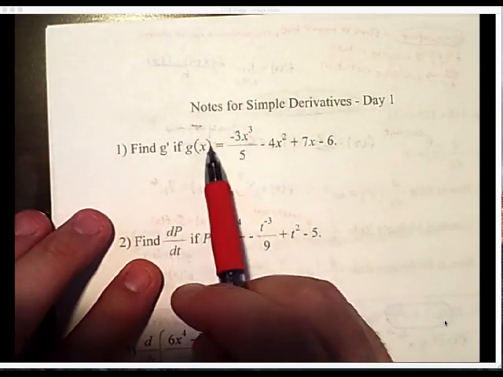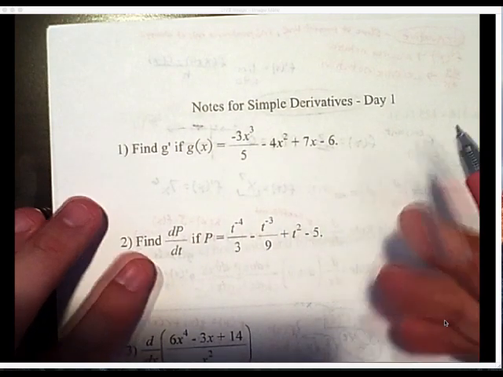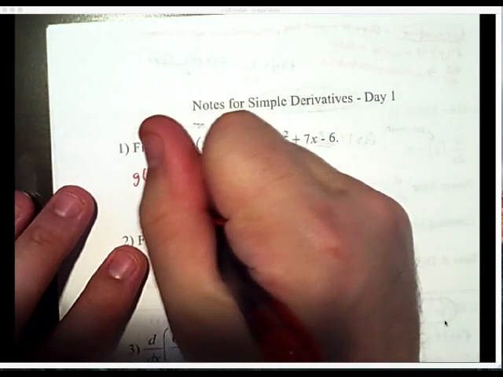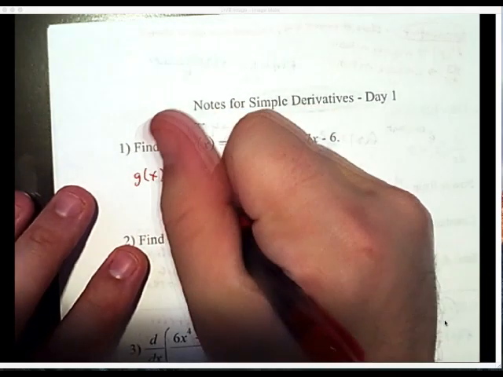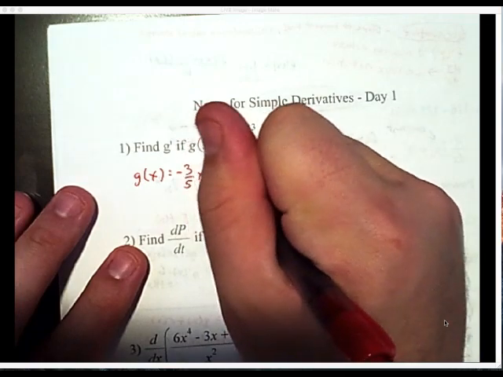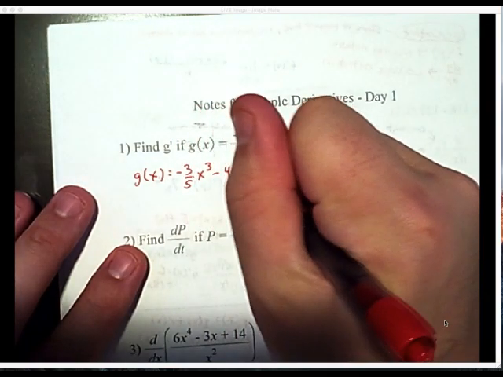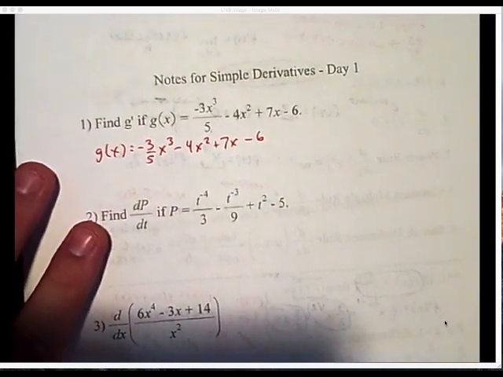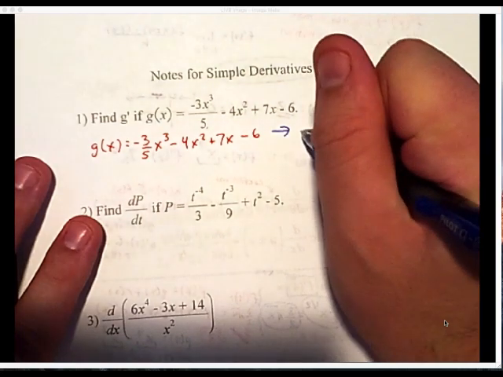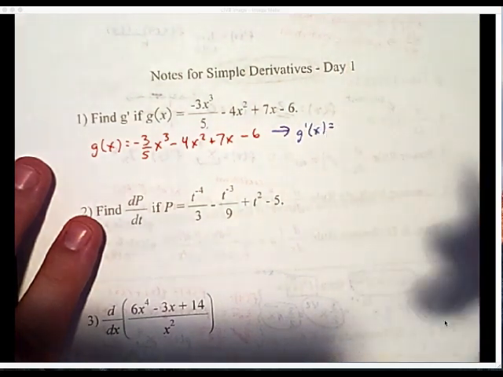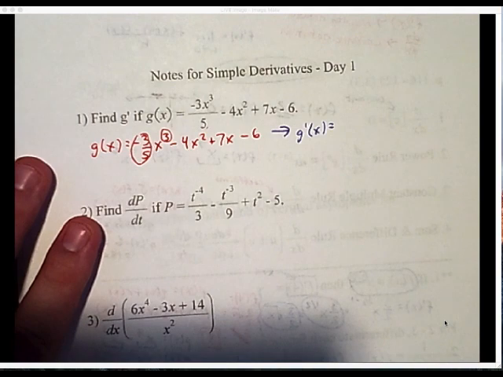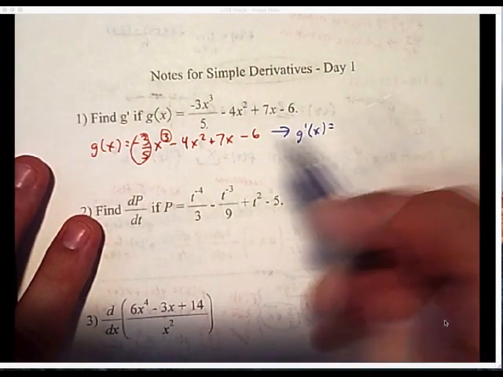It says find g prime if this is what the actual starting function is. Okay, you got a -3 over 5. I'm just going to bring that out front as the coefficient. I got x cubed, then I got a minus 4x squared plus 7x minus 6. So I just rewrote the function. Now I'm going to take the derivative. I'm going to take -3/5 times that number, just an easier application of the power rule.